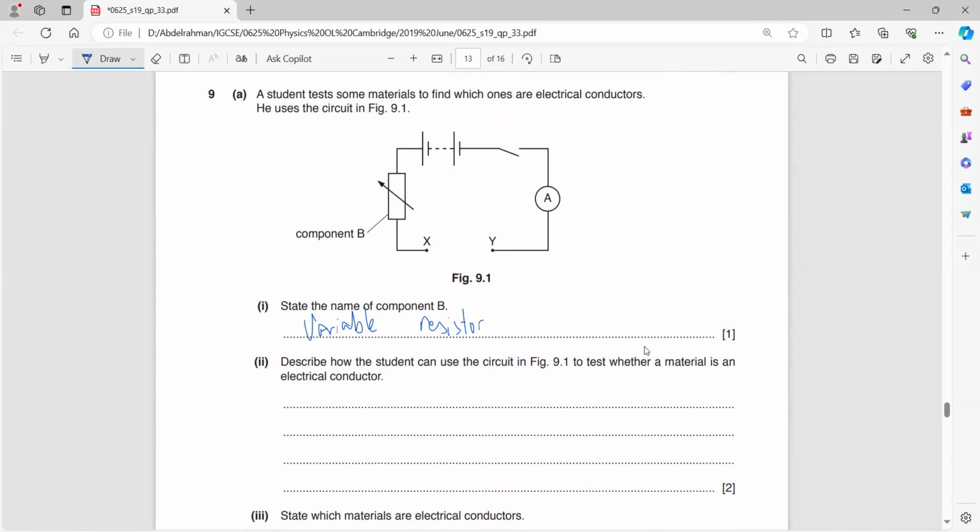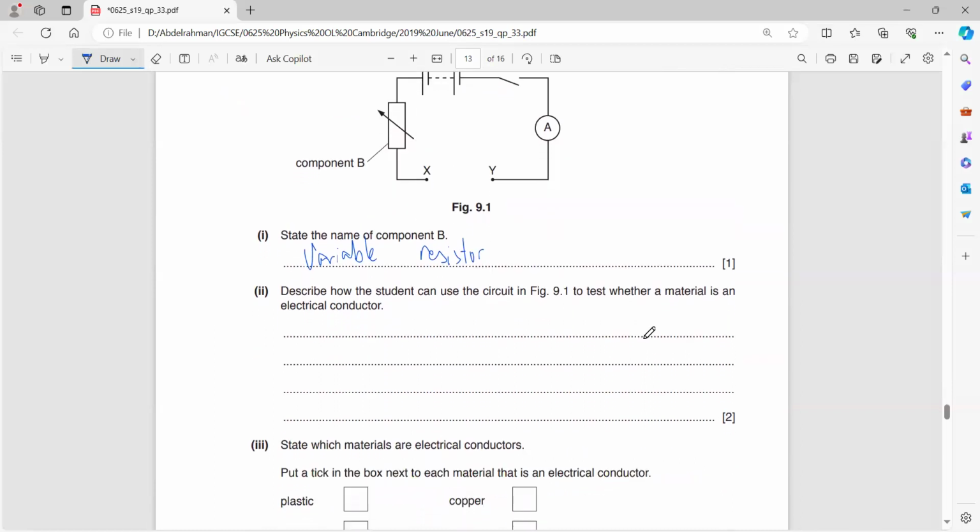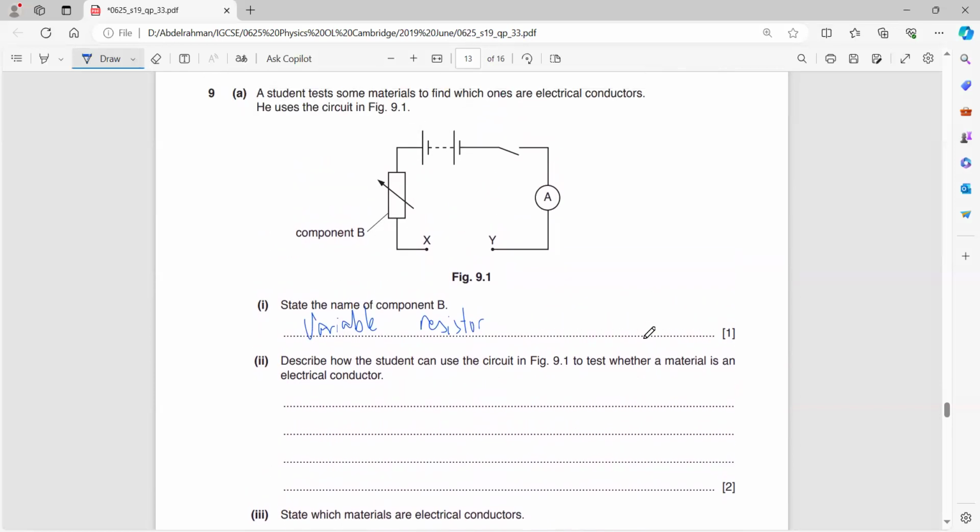Describe how the student can use the circuit in figure 9.1 to test whether a material is an electrical conductor or not. How can he test whether the material, and he has several different materials, are conductors or not? How can he use this circuit?